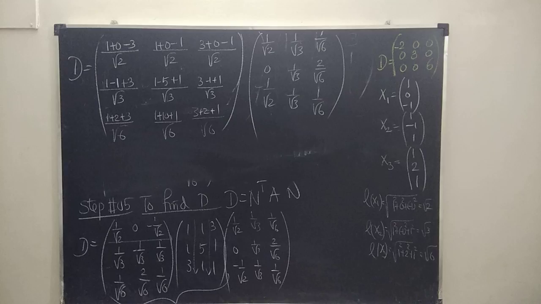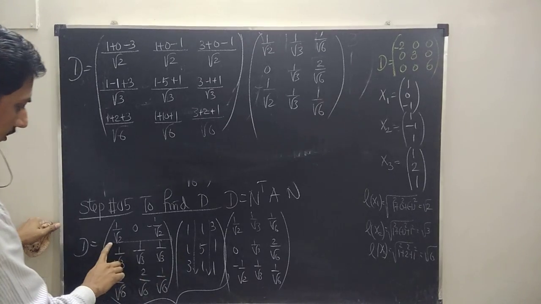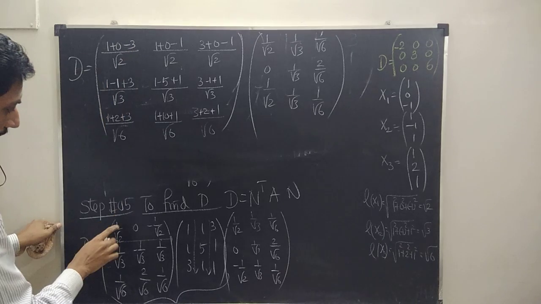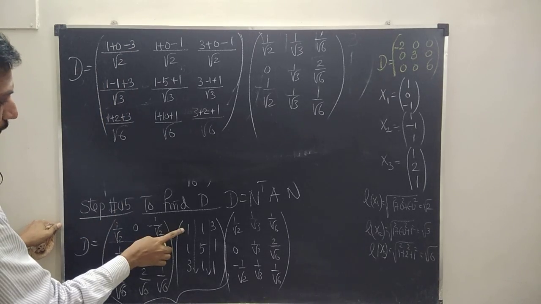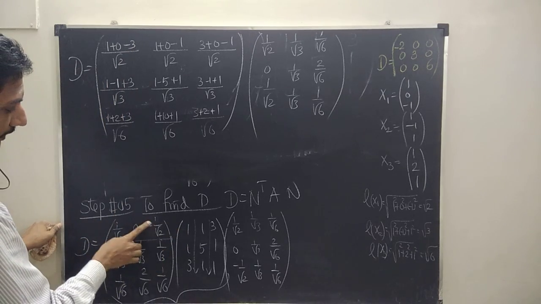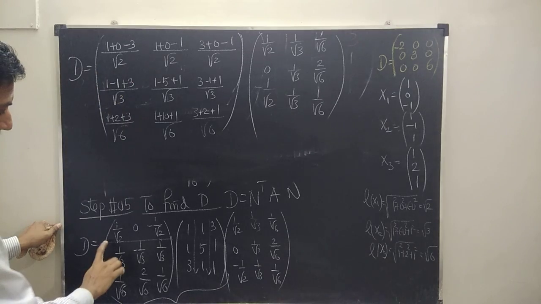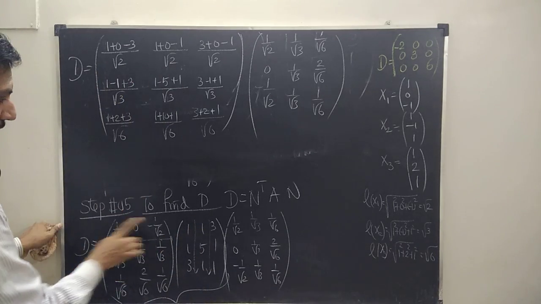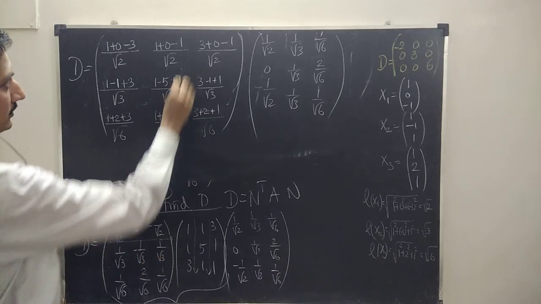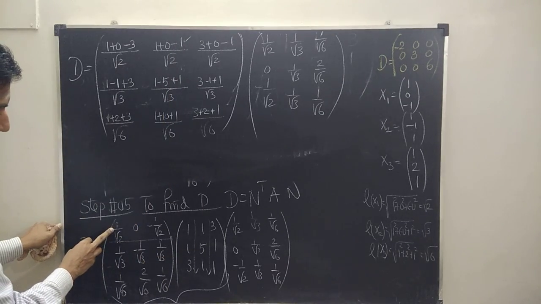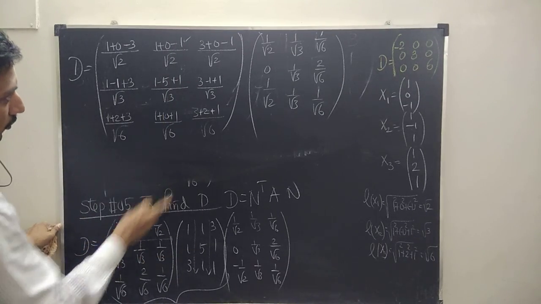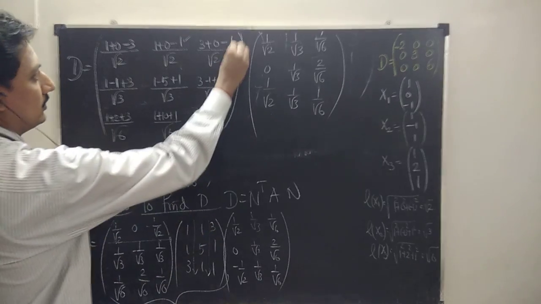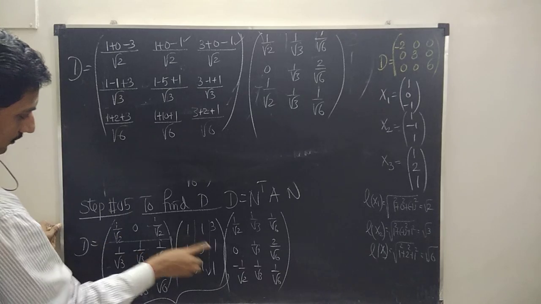So when I multiply these two matrices, 1 by root 2 is common in the first row, so I put 1 by root 2. Multiply the numerator-wise: 1 into 1 is 1, plus 0 into 1 is 0, minus 1 into 3 is minus 3. Similarly, the same row with the second column, 1 by root 2 is common, so 1 into 1 is 1, plus 0, minus 1, right? And 1 by root 2, 0, minus 1 by 2, so 1 by 2 is common, 1 into 3, plus 0, minus 1, right? 1 into 3 plus 0 minus 1.